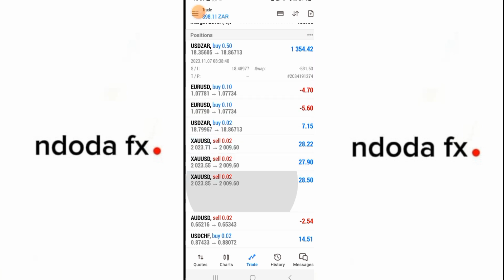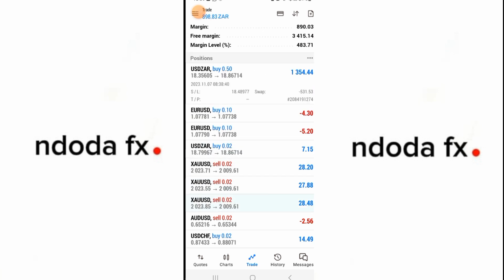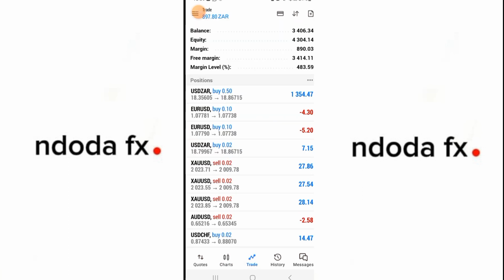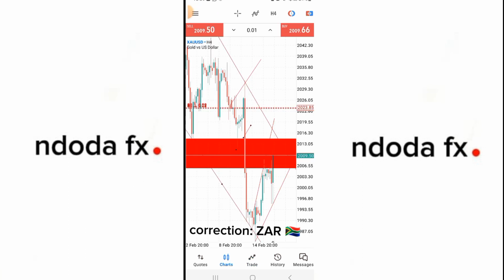So yeah, just holding. And don't forget this is USD and this is free money. Like I didn't have to do anything. All I had to do was just sit in front of my phone and analyze.